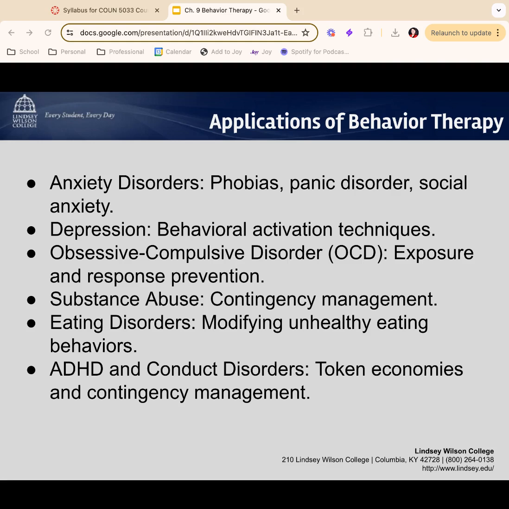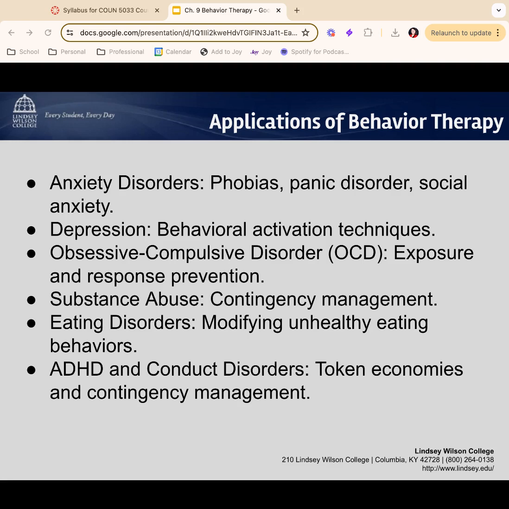So, some applications of behavior therapy. Behavior therapy is widely applied across various different diagnoses. Some of those diagnoses could include anxiety, depression, obsessive compulsive disorder, substance abuse, eating disorders, ADHD, and conduct disorders. And so this kind of goes into different ways that you can treat those different disorders.